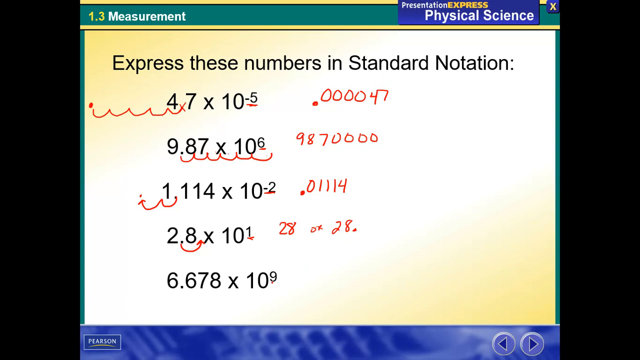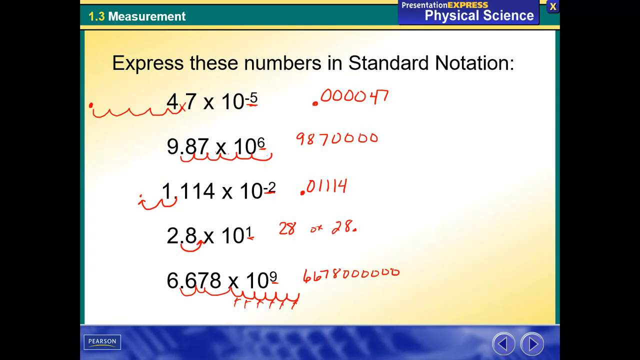And last but not least, here we have a positive number, which means we want this to get bigger, so we're going to move to the right. So here we originally had a 6. We're going to move 1 time, 2, 3 times, okay, 4, 5, 6, 7, 8, 9. And we need to fill in the rest of these spots with zeros. So I have 1, 2, 3, 4, 5, 6 zeros to fill in. So this number written in standard notation is really here.